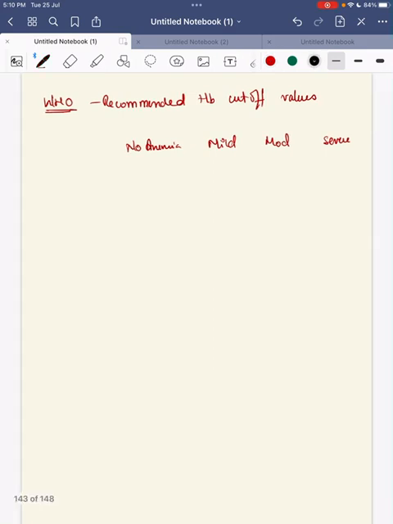When the child is between 6 to 59 months of age, that is 6 months to 5 years, you call the child has no anemia when the HB is more than 11, and you call this child is having severe anemia when the HB is less than 7. This is 11 and this is 7. Mild and moderate: mild will be between 10 to 10.9. Moderate will be 7 to 9.9. You call it moderate anemia.